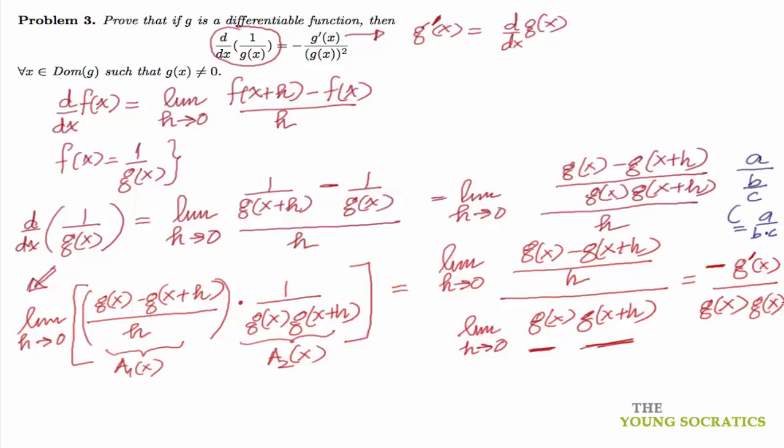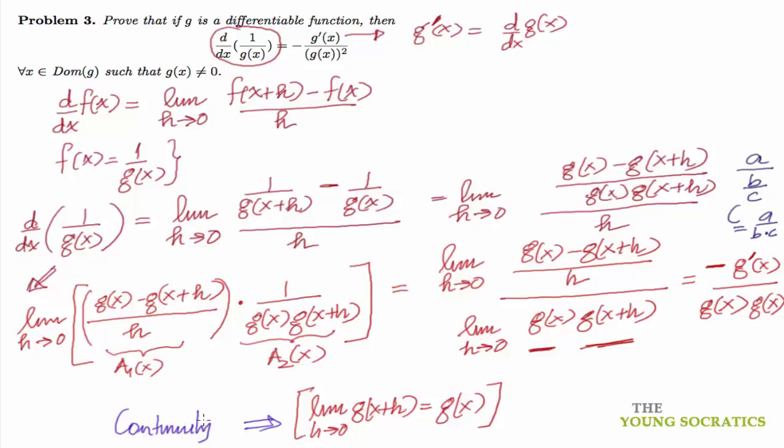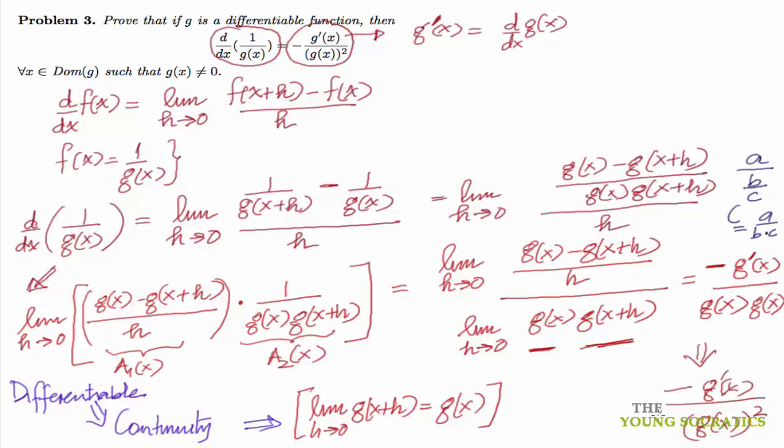because g is a differentiable function, so it is also continuous. Hence limit of h tending to 0 of g(x plus h) is nothing but the value of g at that point x. This follows due to continuity, and continuity follows because g is differentiable. Hence, as a result of this, we get the expression minus g prime of x upon g(x) whole square, and this is exactly what we wanted to prove, hence we have proved.